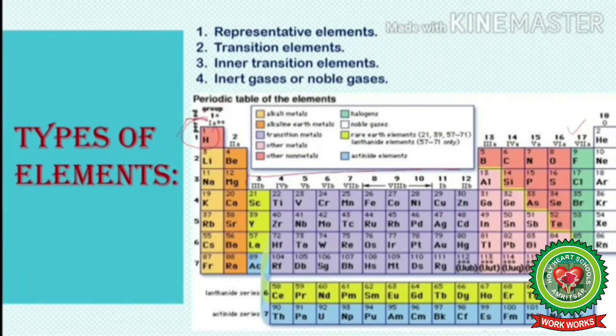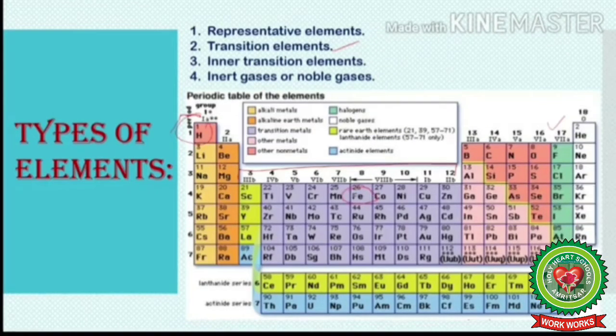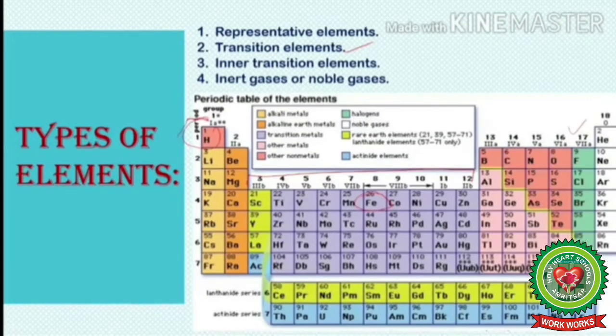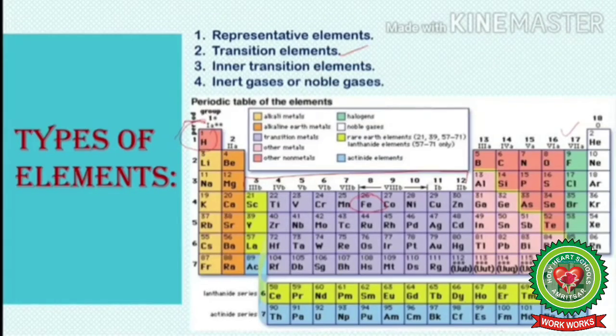The elements from group 3 to group 12 are called transition elements. These elements are metals with high melting and boiling points. They are good conductors of heat and electricity, and some of these, for example iron, are attracted towards a magnet. Most of these elements are used as catalysts and they exhibit variable valencies, and most elements form colored ions and colored compounds.